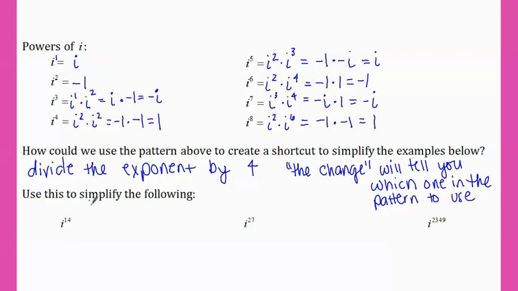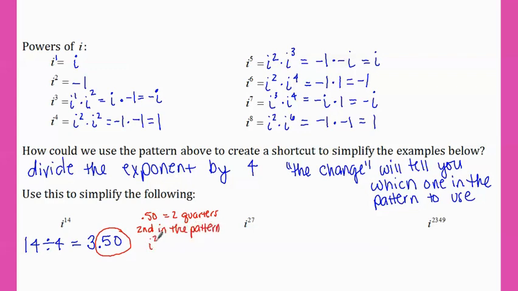So let's look at some examples. The first one, we have an exponent of 14. We're going to do 14 divided by 4, which will give us 3.5. So we're looking at the change, the cents, if you will. 50 cents equals 2 quarters. So we want the second in the pattern, as in i squared. What did i squared simplify to? It simplified to negative 1. Therefore, i to the 14th will also simplify to negative 1.